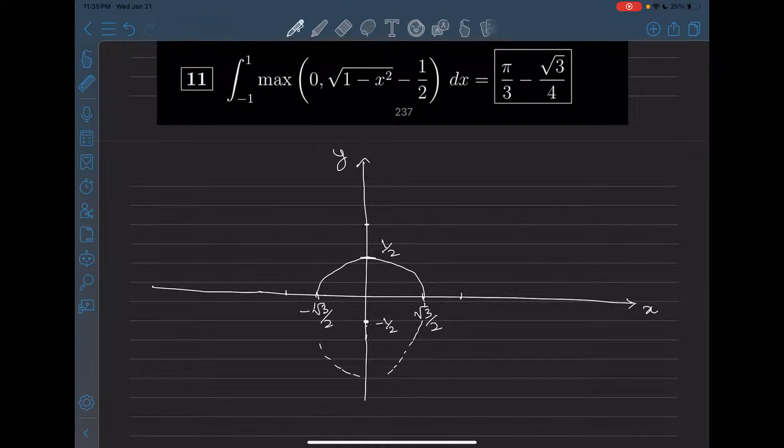Okay, but the thing is, our function is like whatever is maximum, right? Between.